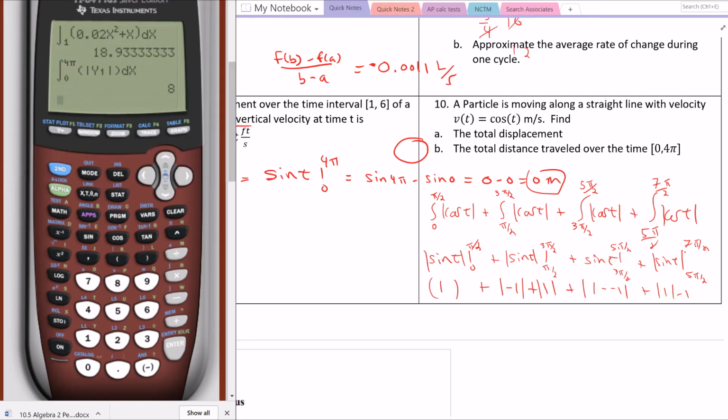Which just ends up giving us 1 plus 1 plus 1 plus 1, and so on. The absolute values of each piece add up: 1, 2, 3, 4, 5, 6, 7, 8. So the answer there is 8, because all those negatives have to become positive. That's how that goes. I'll make a different video for the FRQs.